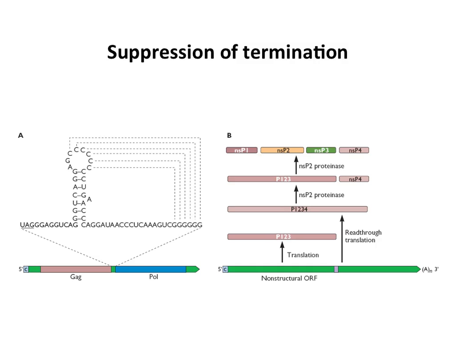Now, this is the typical message. It's capped and polyadenylated. The ribosomes initiate. They translate the GAG protein, but there's a stop codon at the end of the GAG protein. That's shown right here, this UAG. So most of the time, the ribosomes stop, and you just have GAG protein made. And that's fine because you need a lot of GAG. It's a structural protein.